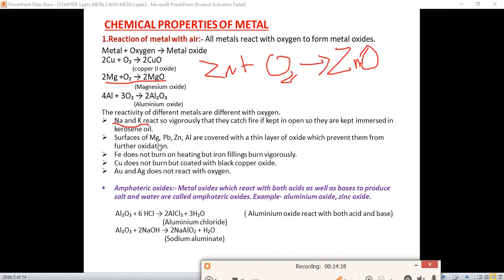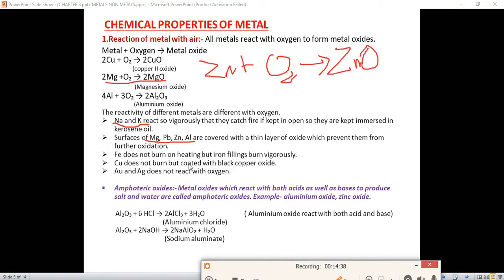Surfaces of magnesium, lead, zinc and aluminium are covered with a thin layer of oxide which prevents them from further oxidation. Okay, magnesium, lead, zinc, aluminium, they will form a thin oxide layer, which will help protect them from corrosion. Further oxidation will not take place.